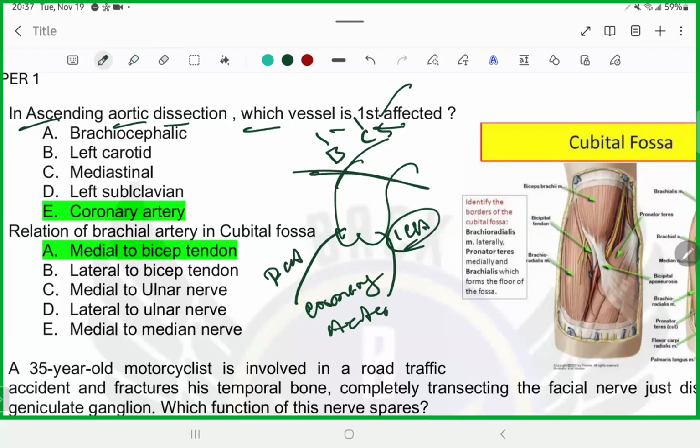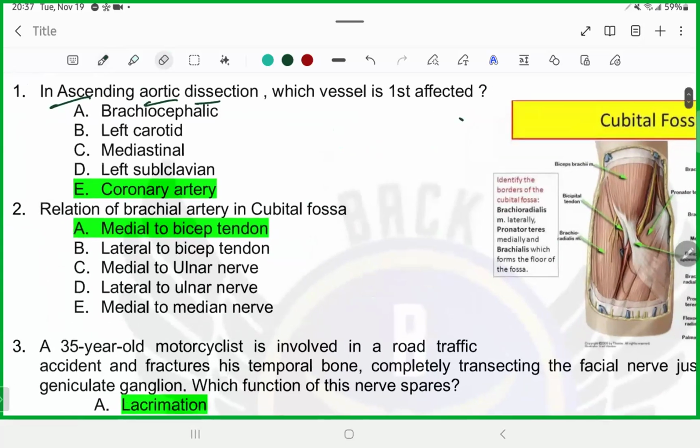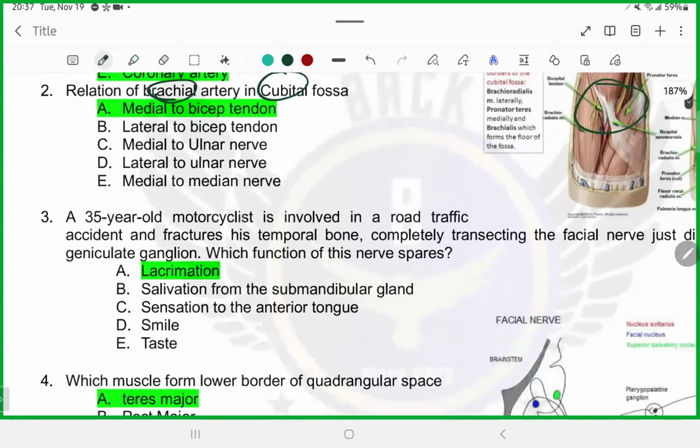When the ascending aorta ends, the arch of aorta starts, and these branches are mainly from the arch of aorta. So in ascending aortic dissection, only one vessel, like the right coronary artery or left coronary artery, is in danger. Okay. Then this is a very easy question, relation of brachial artery in cubital fossa. Just a recap from anatomy. Just see the picture, that will help.